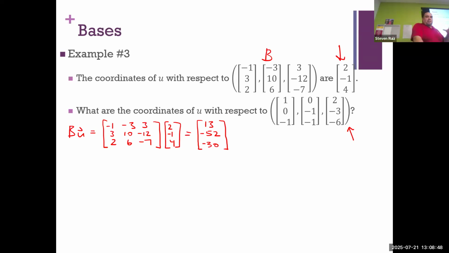Okay, so we have this basis B, and we were given this vector U, multiplied them together, and I got this new column vector. What does this column vector represent? Well, the coordinates to B were, I believe, U.